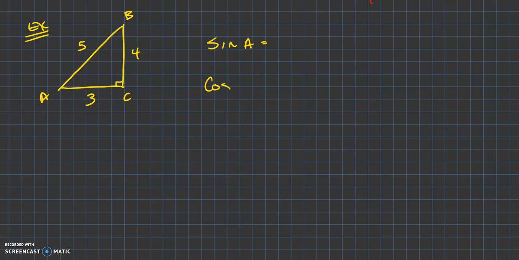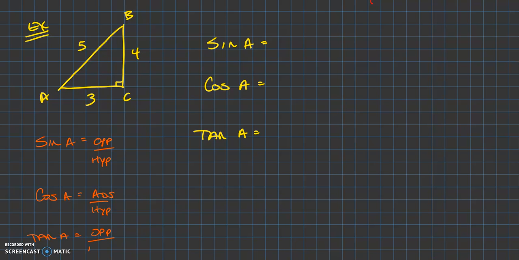What is the cosine of A? And what is the tangent of A? This would be a great quiz or test question. All right, what is the sine of A? Well, I know SOH-CAH-TOA: the sine of an angle, we'll call it A, is opposite over hypotenuse, the cosine of an angle is adjacent over hypotenuse, and the tangent of an angle is opposite over adjacent.